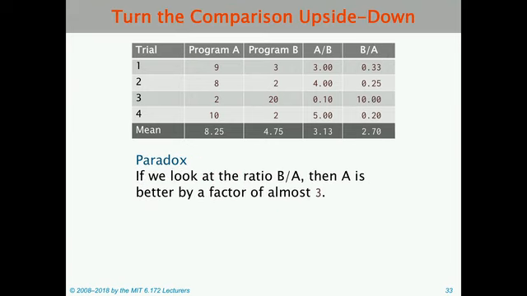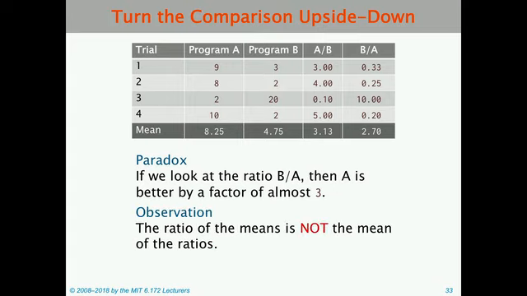Another thing is, suppose I take a look at the ratio B over A and I take the arithmetic mean. Then what I discover is that A is better by a factor of almost 3 than B. So clearly there's something wrong with taking the average of the ratios, right? And in particular, as I say, the ratio of the means is not the mean of the ratios.